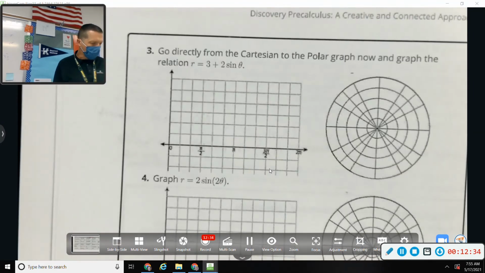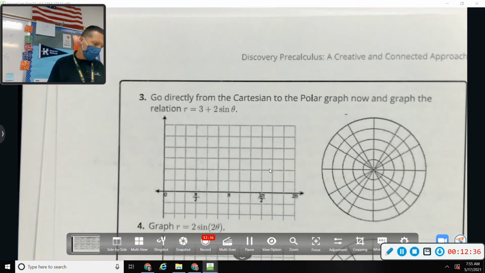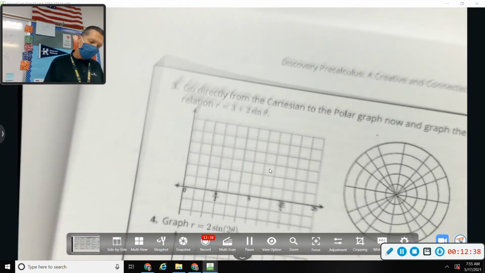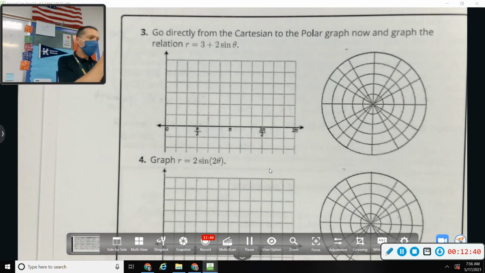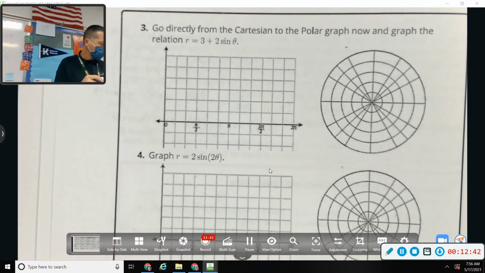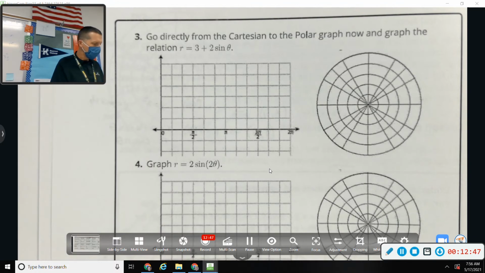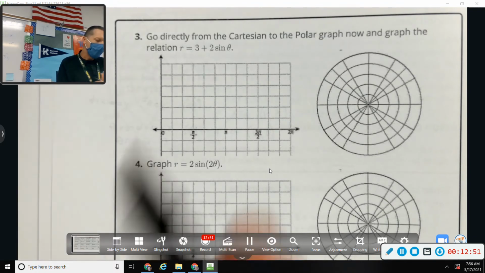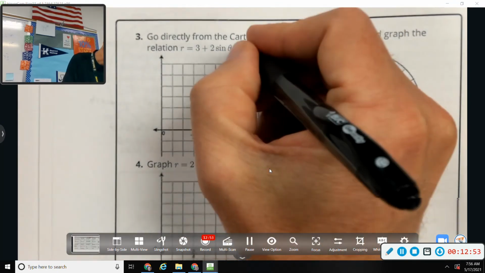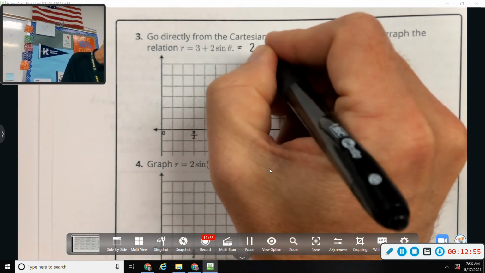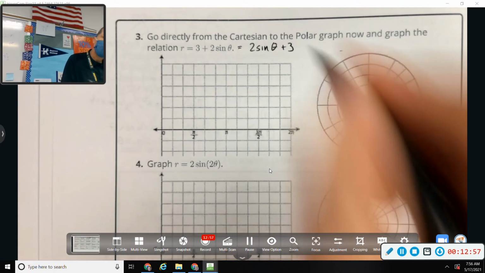All right, number 2. Or excuse me, we skipped. Oh, that was kind of one problem together. Number 3. Next page. Kind of the same type thing here. So let's graph 3 plus 2 sine theta. I'm going to rewrite that to how we generally like it.